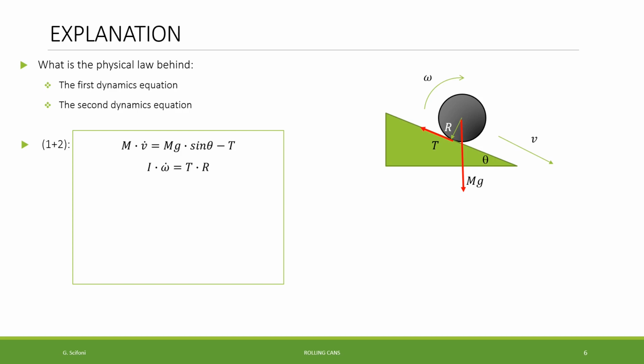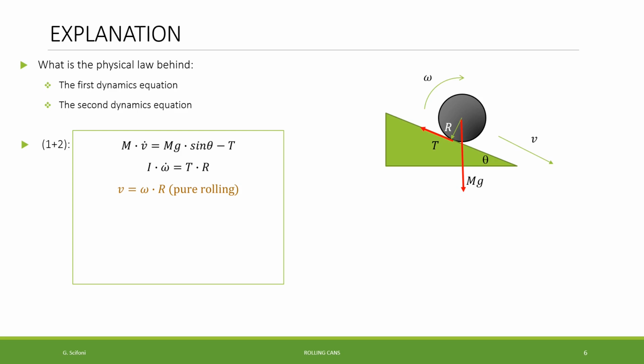The second equation says the moment of inertia times derivative of the angular velocity, omega point, is equal to the sum of the moments of the external forces. And if we take as reference for the moments the center of the roll, we observe the only external force taking place is the friction T. And if pure rolling, then the linear and angular velocities are linked together.